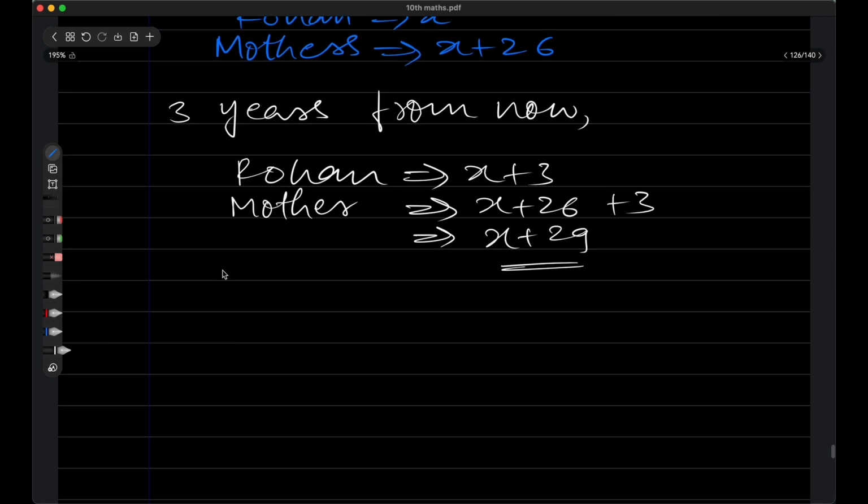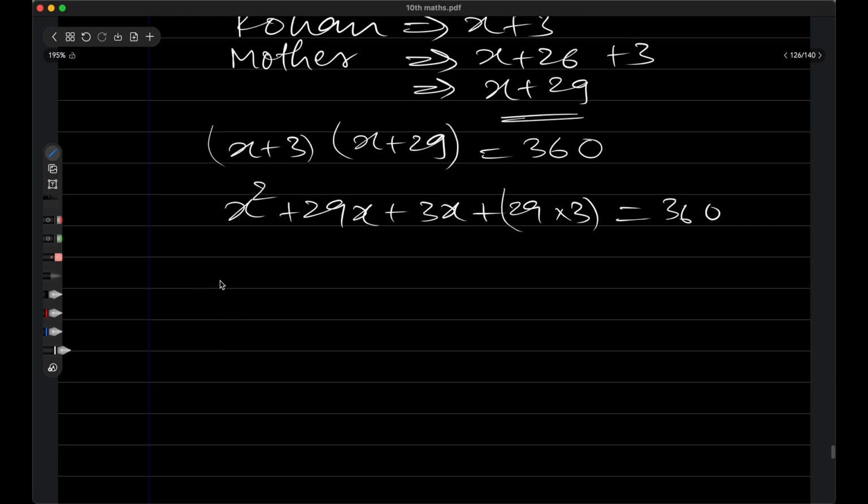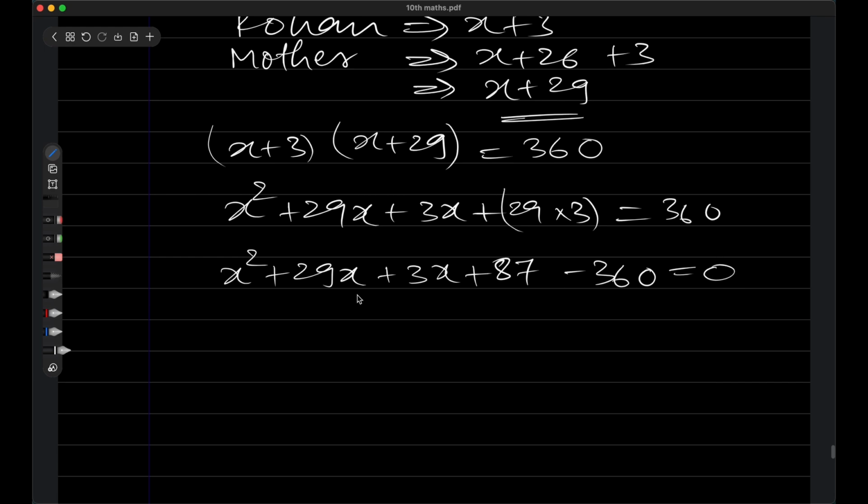The product of their ages 3 years from now is 360. So we have the age of Rohan, that is x plus 3, into the age of his mother, x plus 29, equals 360. Simplify this, we have x square plus 29x plus 3x plus 29 into 3 equals 360. Take everything on one side, we have x square plus 29x plus 3x plus 87 minus 360 equals 0.